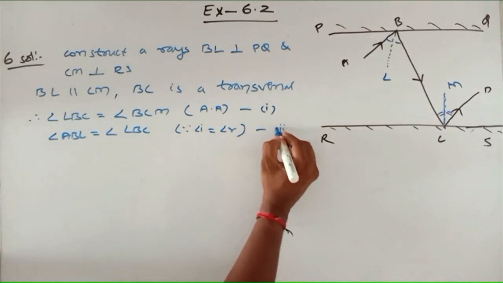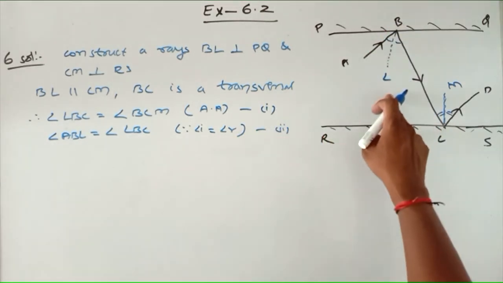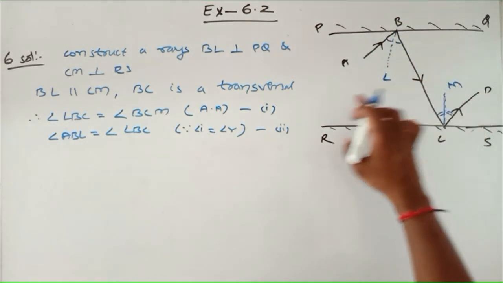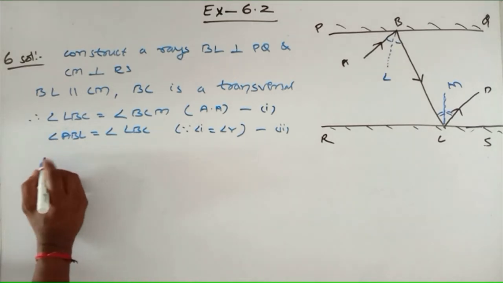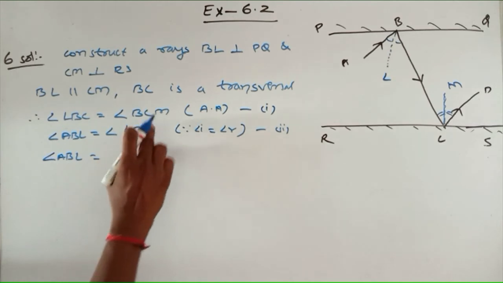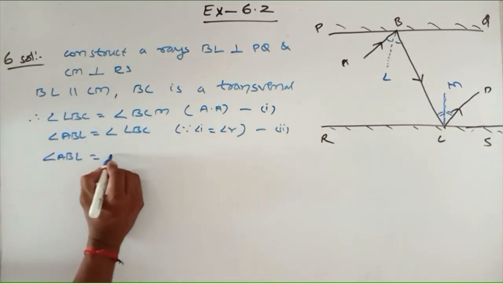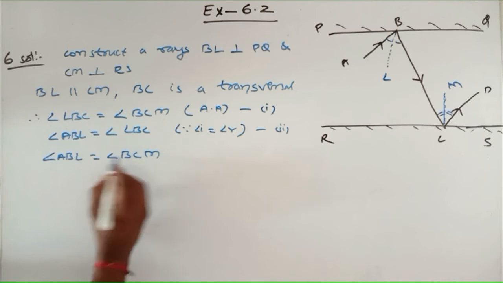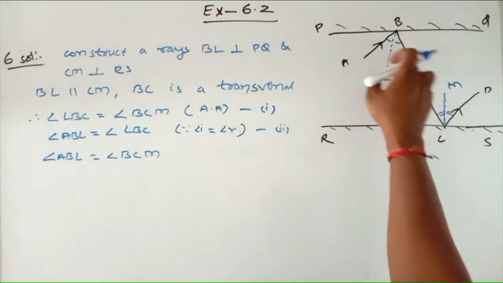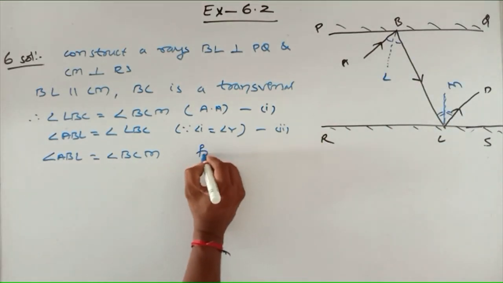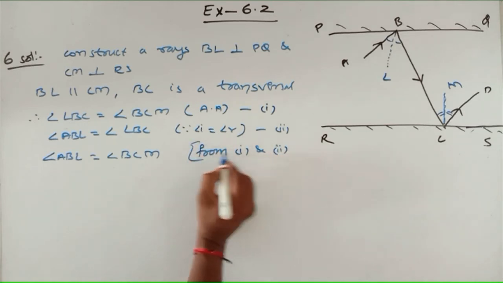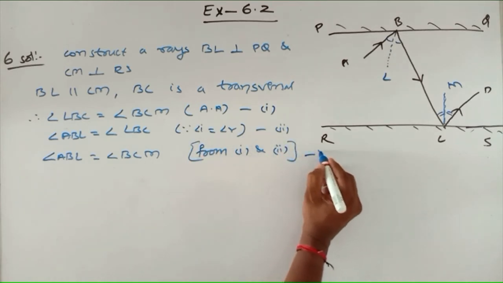This one I am taking as the second equation, angle ABL is equal to angle LBC. Clearly I said these two angles are equal and these two angles are equal. So here angle ABL is equal to LBC. See, from the first and second, LBC is equal to angle BCM. That means angle ABL is equal to angle BCM. That means these two angles are equal. This is from equations 1 and 2. So this equation I am taking as the third one.